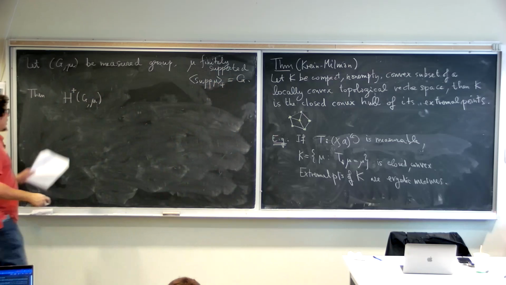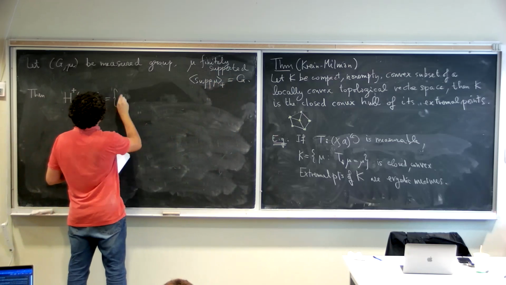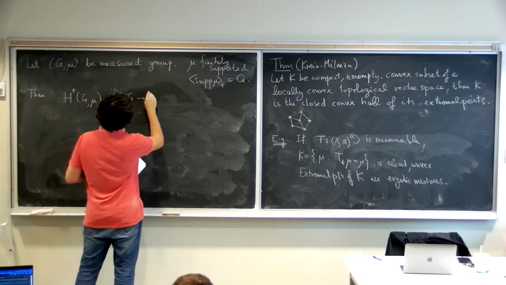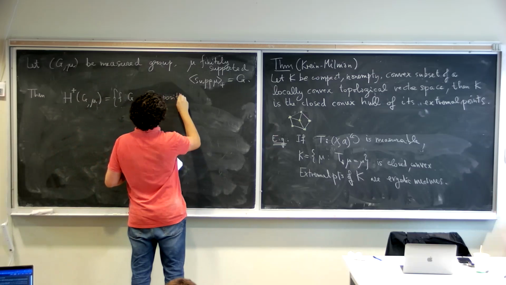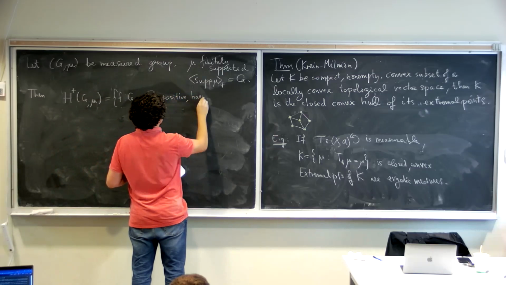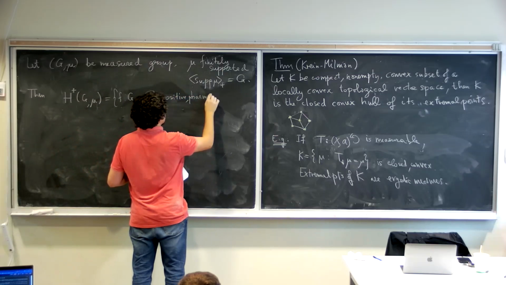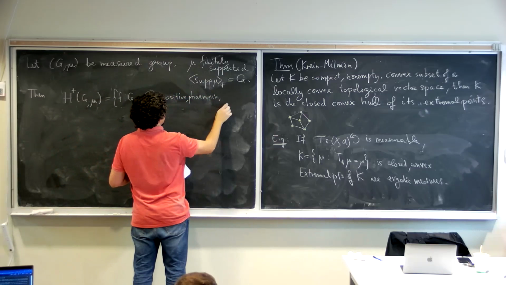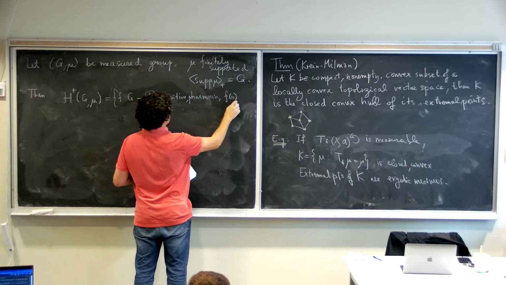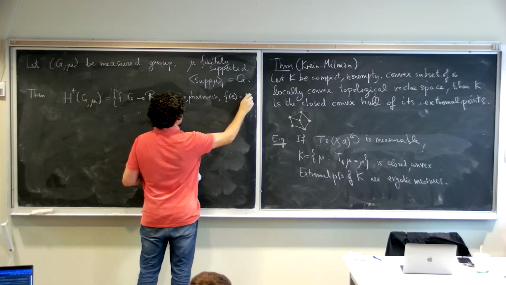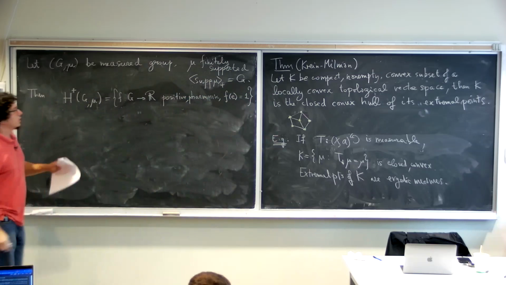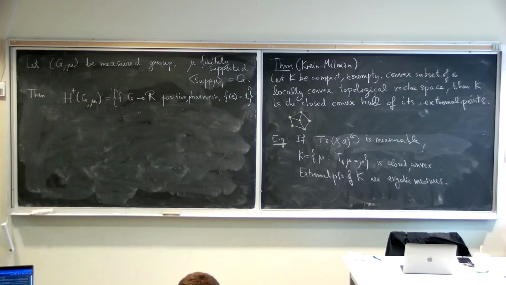So actually, yeah, let's write it like this. F from G to R, positive, harmonic. No, harmonic first. And then let's normalize such that F of 0 equals 1, F of identity equals 1. Yeah, just by rescaling, we can normalize it like that.